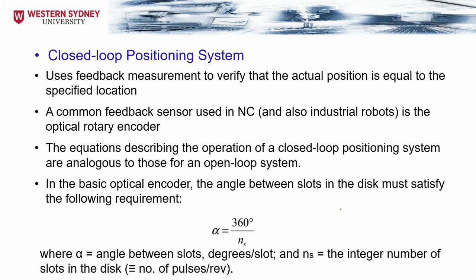In the basic optical encoder, the angle between the slots in the disk must satisfy the following requirement: alpha is equal to 360 divided by the NS. Now we're also going to have an angle, but this angle is not between the steps, it's between the slots. Of course this will be in degrees, this will be a number, and this will be in degrees. Now let's have a look at that.